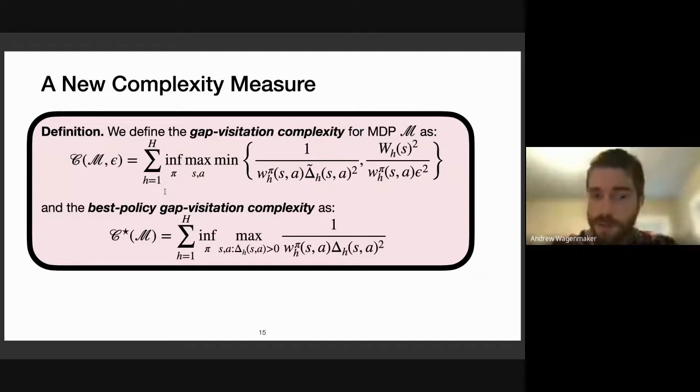We're also going to introduce this idea of the best policy gap visitation complexity, which essentially you can think of as the best visitation complexity if you let epsilon go to 0. So this is simply the inf over pi, the max over all states and actions that have gap greater than 0, of 1 over the visitation times the gap squared. Okay, so what is the intuition for this?